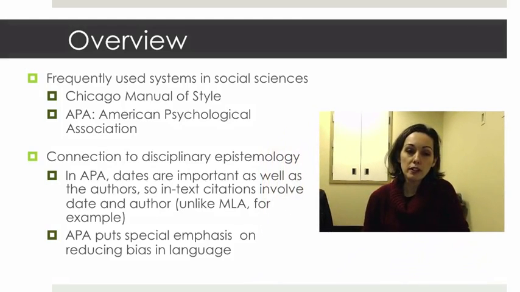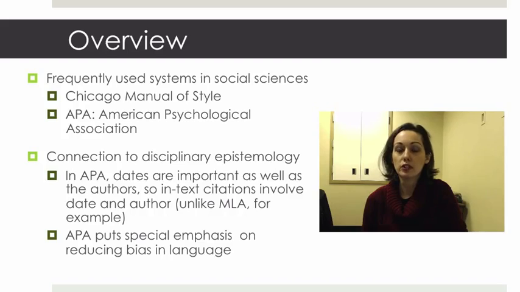I am going to tell you a little bit about the citations in social sciences with a particular focus on the APA style. There are mainly two frequently used systems in social sciences. One of them is the Chicago Manual of Style, and the other is APA, which is short for American Psychological Association's Style Manual. In this video, this is what I'm going to tell you about.